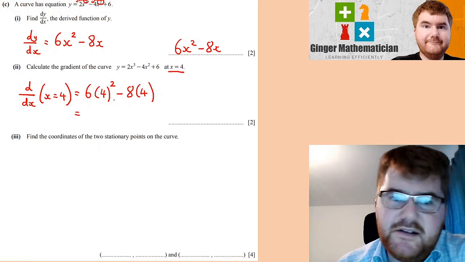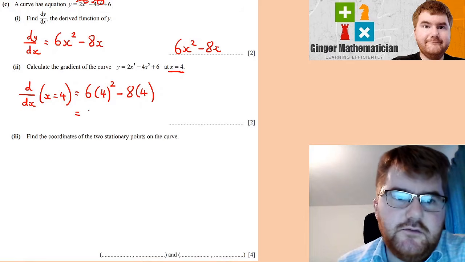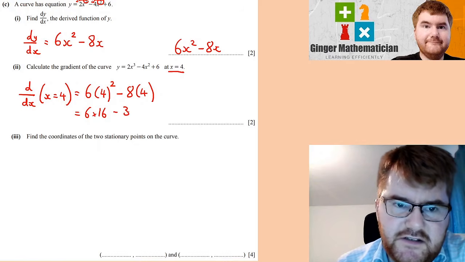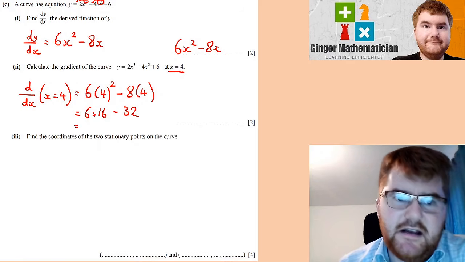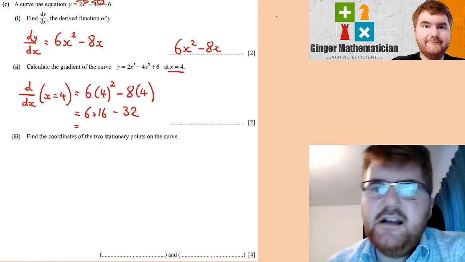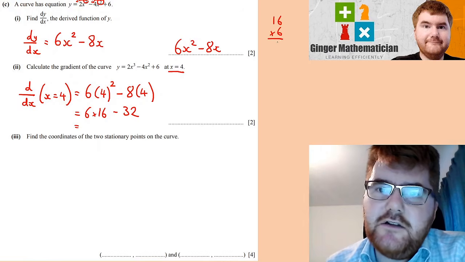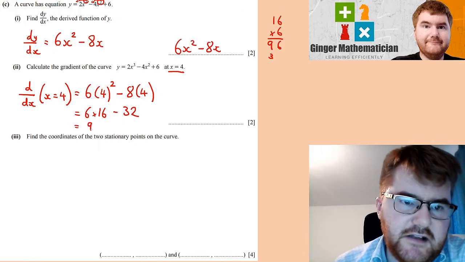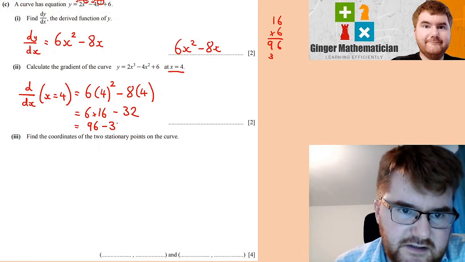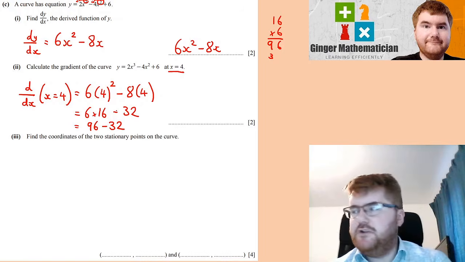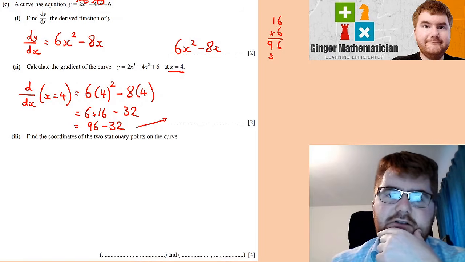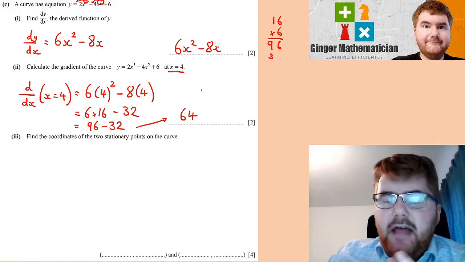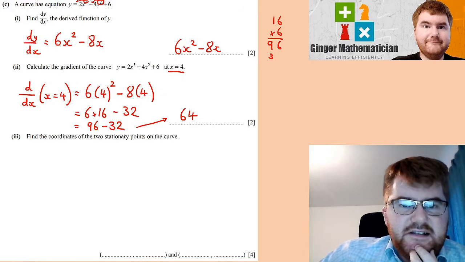And remember our BIDMAS, so 4 squared is equal to 16. 8 times 4 here is equal to 32. And now we just need to do this calculation here, so 16 times 6. Now, again, we've got a calculator, but again, you can always do it manually this way as well. This gives you 96. So then 96 minus 32. Again, any of this can be done on your calculator as well. And this gives you the final answer of 64. So the gradient at that particular point is equal to 64.